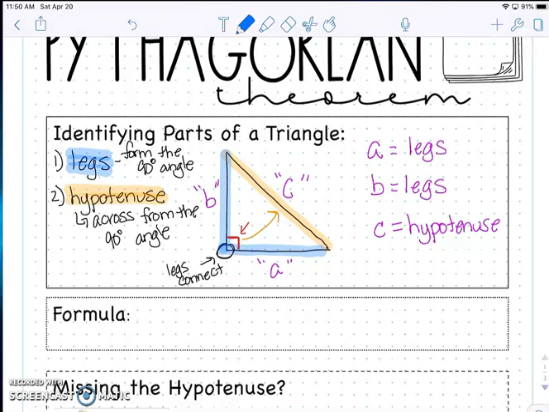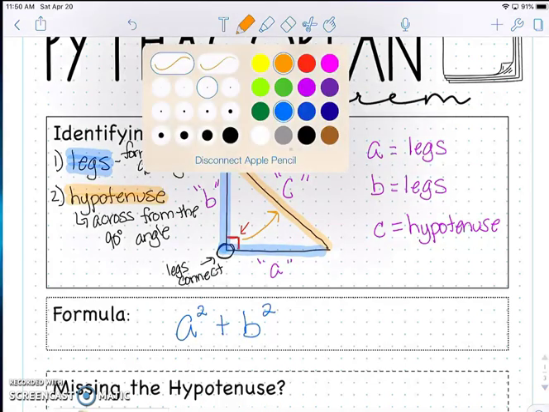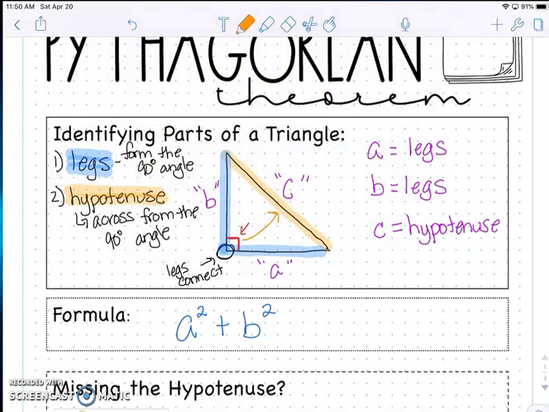So we're going to put this formula in color coding like we normally do. Because the formula starts off working with our legs, we're going to start off with that blue. So in blue, I want you to write down a squared plus b squared. Now we're going to change over to our orange, because we're going to end it with our hypotenuse, which is orange, equals c squared. Okay? a squared plus b squared equals c squared. Ultimately, what we're saying is leg squared plus leg squared is going to equal hypotenuse squared.